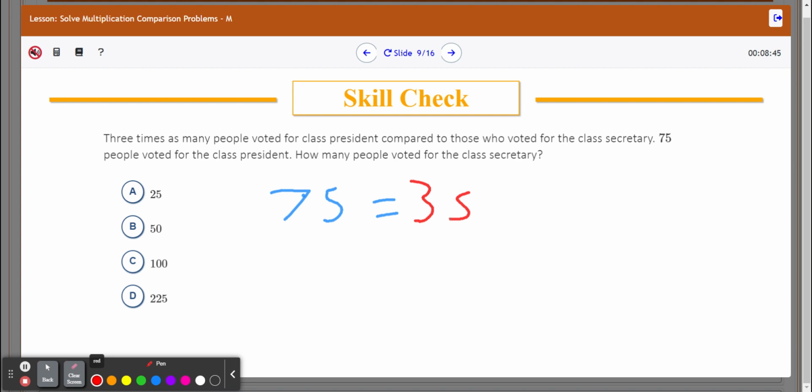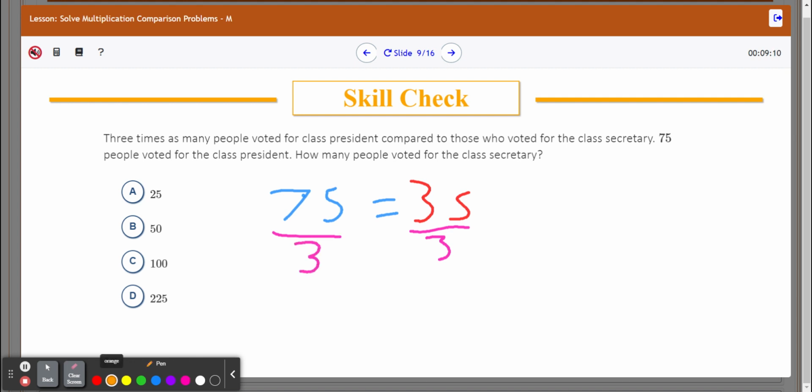Okay. So what are we going to do? Well, all we have to do, because again, remember, we want to isolate the variable. So I have 75 equals 3S. I want to get rid of that 3 because I want to get S by itself. So I'm going to divide that by 3. And remember, whatever you do to one side of the equation, you do the same thing to the other side. So if I divided the right side by 3, I'm going to divide the left side by 3 also.